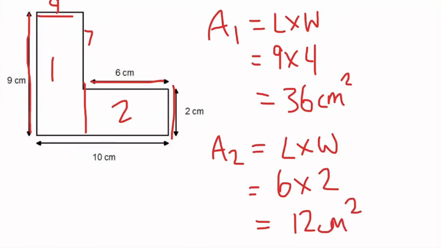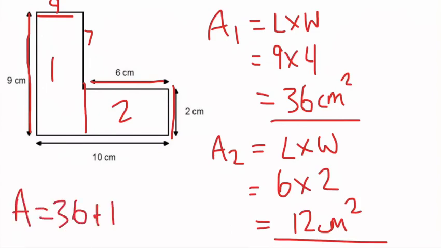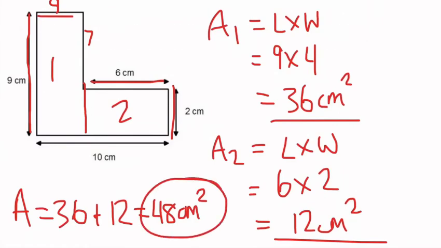So then if we want to find the total area of this whole shape, we need to add the area of rectangle 1 to the area of rectangle 2. So our area is going to be 36 plus 12, which is 48 centimeters squared. So the area of the whole shape is going to be 48 centimeters squared.